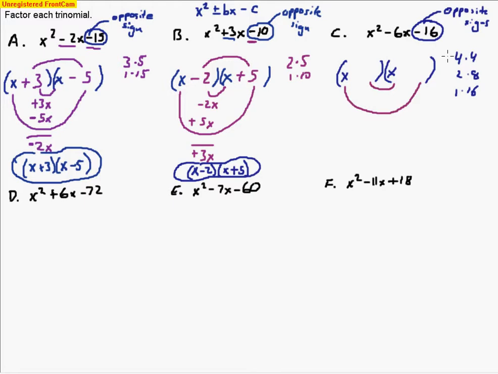So I know 4 minus 4 doesn't make 6. I know 1 minus 16 doesn't make 6. But I do know 2 minus 8. I can get a 6 from that if I take the difference of those two numbers. So let's put those in there.